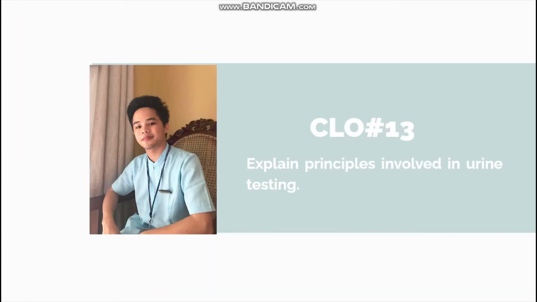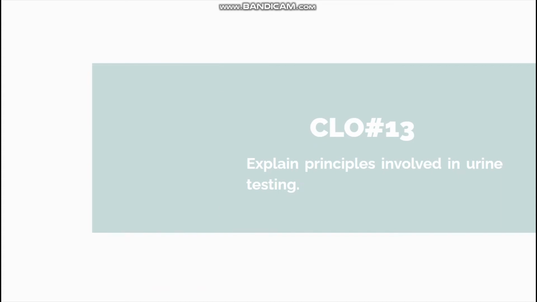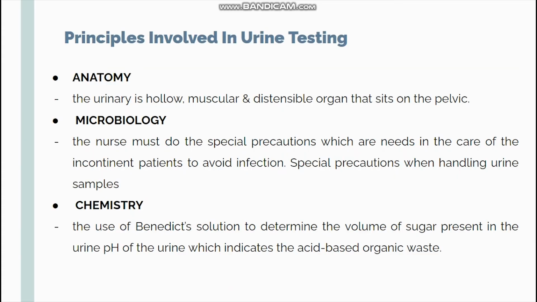CLO number 13. Explain principles involved in urine testing. Anatomy. The urinary bladder is a hollow, muscular, and distensible organ that sits on the pelvic floor. Microbiology. The nurse must take the special precautions needed in the care of incontinent patients to avoid infection. Special precautions when handling urine samples are also important. Chemistry. The use of Benedict's solution to determine the amount of sugar present in the urine. pH of the urine, which indicates the acid-base organic waste.